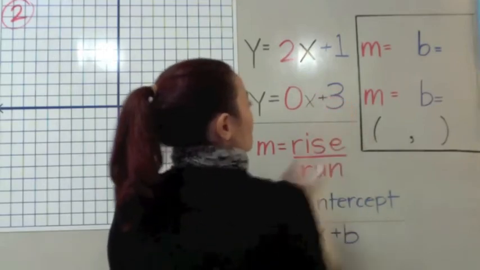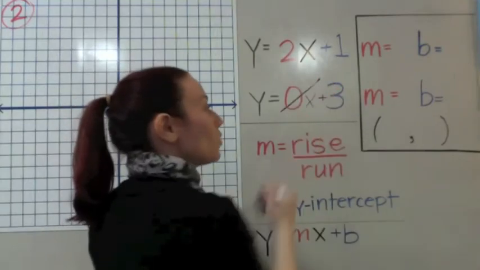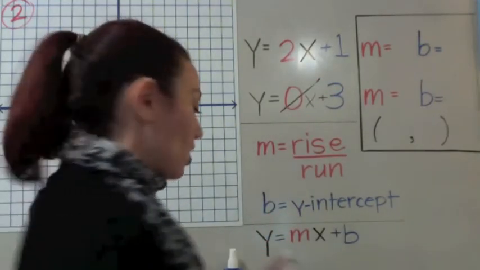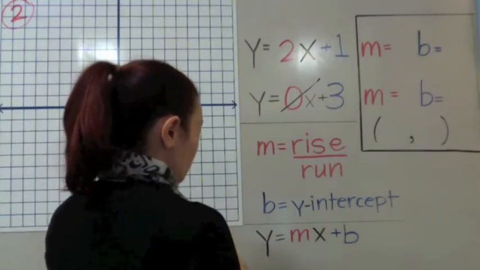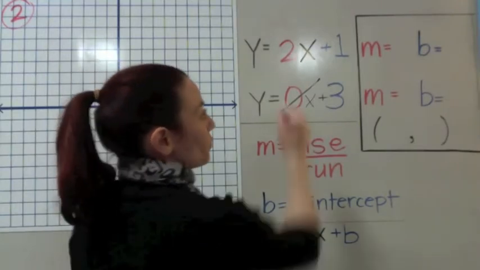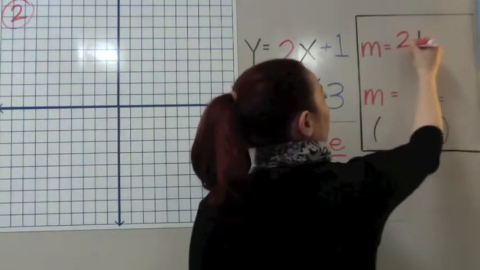Okay, plus 3. 0x plus 3. 0 times x is 0. That's why it's not there. So let's go ahead and identify the slopes. So the slope for the first line is what? It's 2 over, remember, over 1.